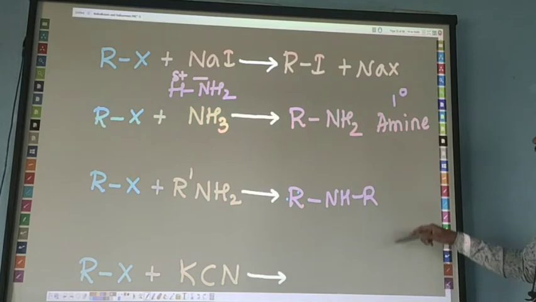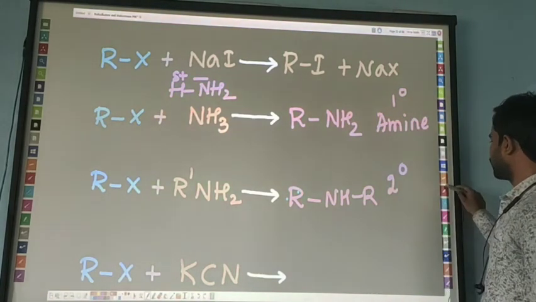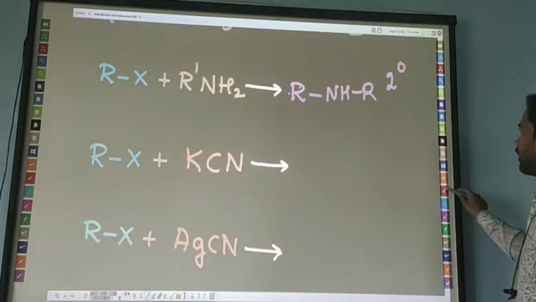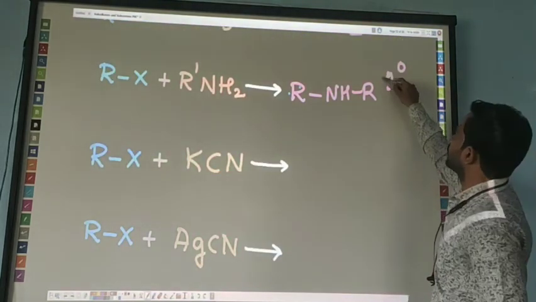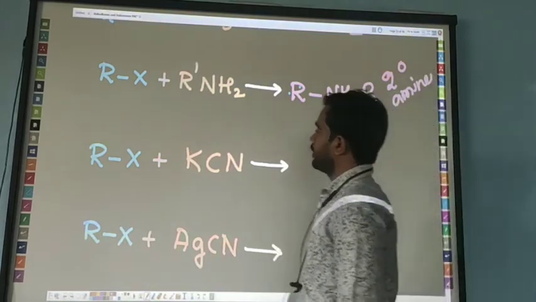RNHR. This is again an amine, but it is a secondary amine. This is to be known as our secondary amine. The product formed is a secondary amine. Okay, let's see the next one.